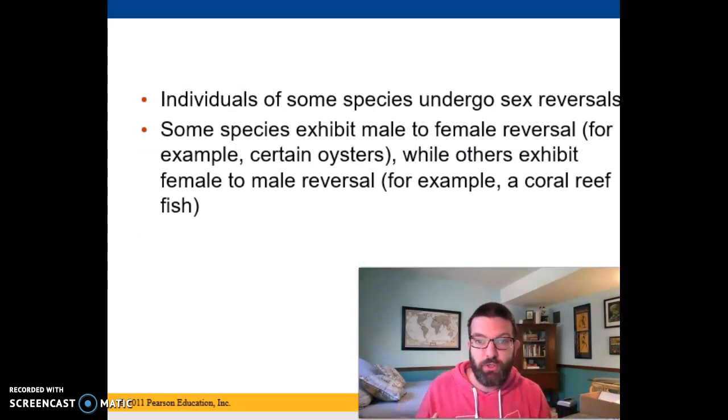Some species have modes of sexual determination that are sensitive to the density of different sexes in the population. For instance, if you have a lot of males in the population, you're more likely to birth a female. An egg is more likely to become female, and sometimes you can control that through temperature of the nest, things like that. Some species undergo sex reversals over the course of their lifespan. So they either respond to the density of the population, or they just naturally switch, for instance, from male to female over the course of their lifespan. Certain flounders do that, certain oysters and reef fish.